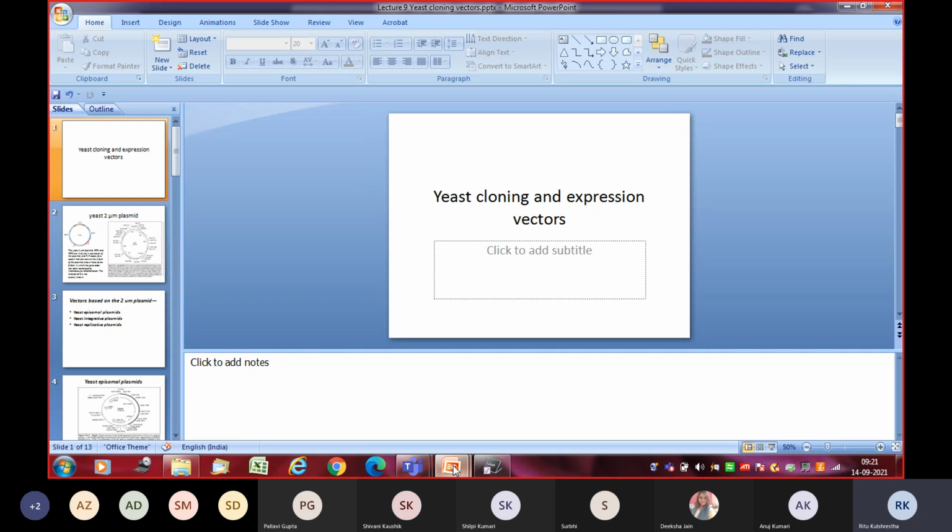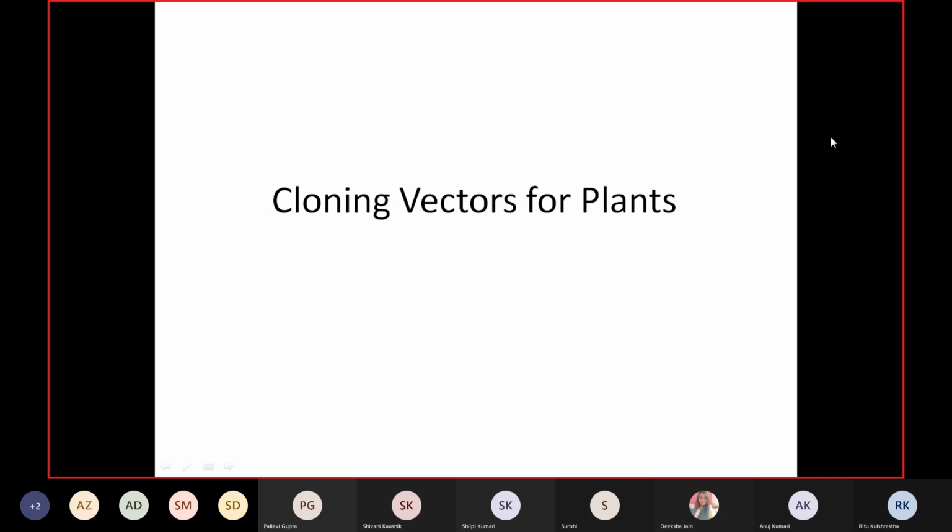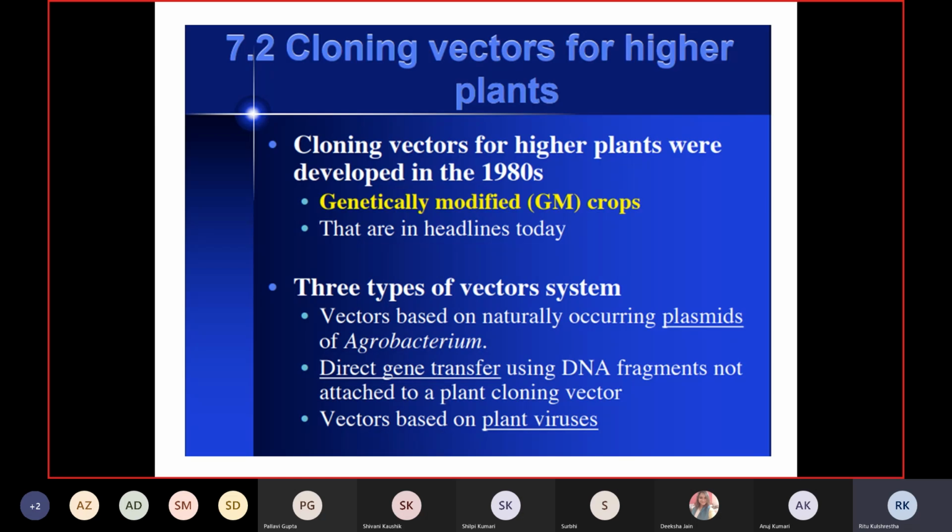So now I will come to the cloning vectors for plants. In the case of plants, do we have a naturally occurring plasmid? We don't have any like in bacteria or yeast. But is there some way that a plasmid can be transferred to plants? Yes, there are ways. So let's come to the three strategies that are generally used for cloning vectors for plants.